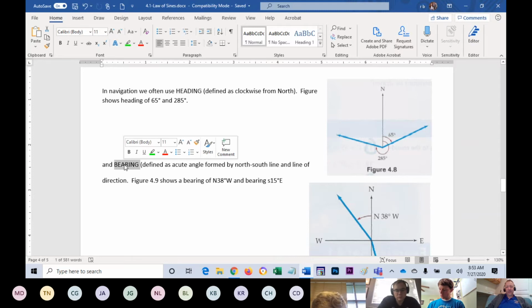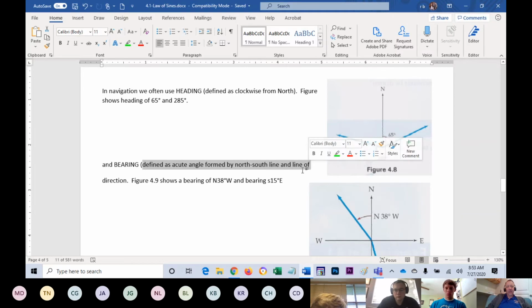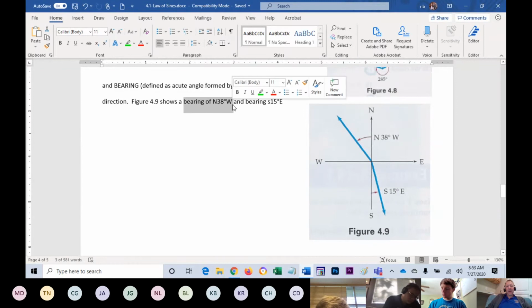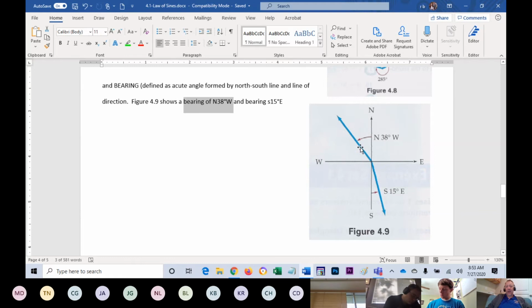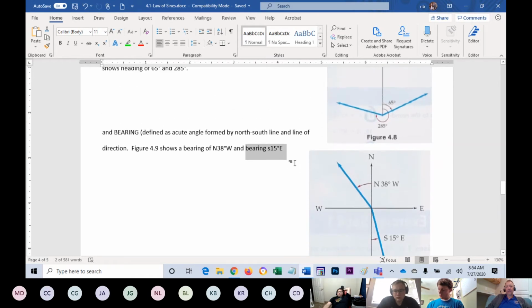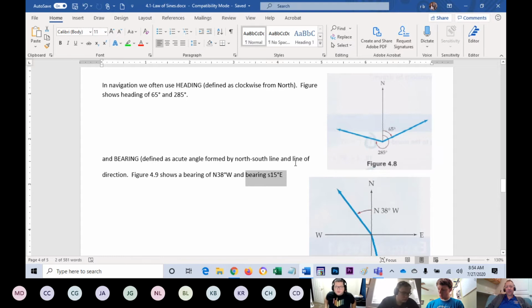Now, a bearing is defined as the acute angle formed by the north-south line and the line of the direction. If we're talking about a bearing of north 38 degrees west, we're measuring this from north, 38 degrees. So you're going 38 degrees west of north. Another bearing we have is south 15 degrees east. If you're heading south 15 degrees east, that would be this blue line right here. Is heading also used for planes, like aviation? Yeah, aviation and Navy, both of those. Okay.